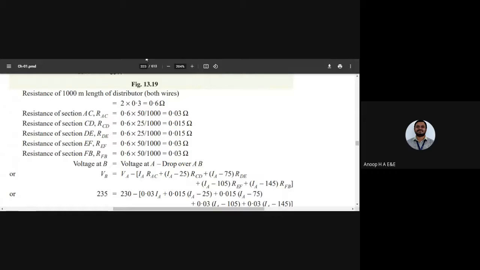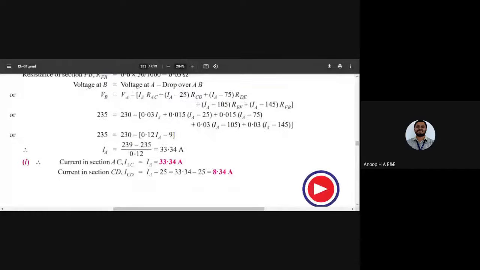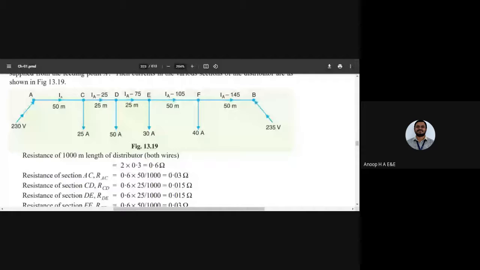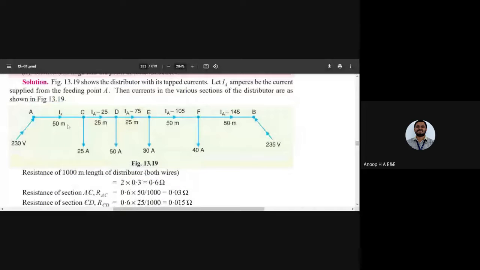Kusuma, I want you to share the answers now. What is the value of current IA? Sir, I'm getting 33.33 amperes, sir. Yes, very good. It is 33.33 amperes. It is at different potentials. Potential B is higher and potential A is lower, so 235 minus 230. That is where you get the value of current IA. In the section AC also, you will get the same current, that is 33.34.